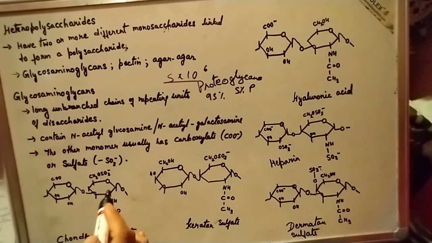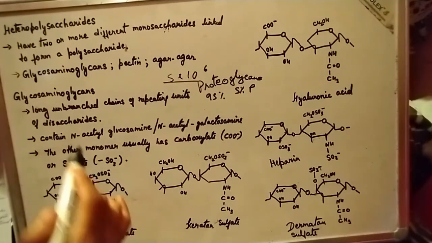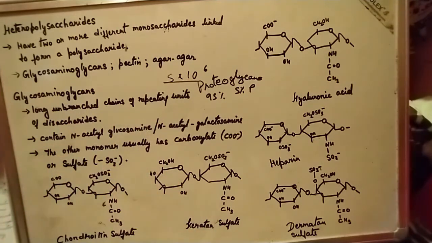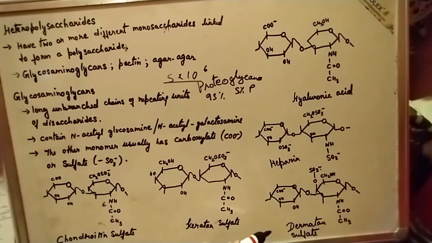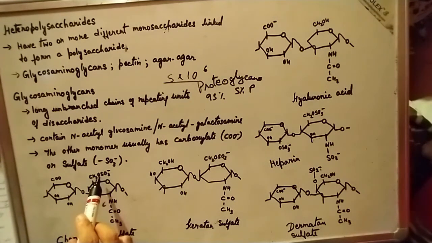So some of the important glycosaminoglycans are given here: Chondroitin sulfate, Keratan sulfate, Hyaluronic acid, Heparin, and Dermatan sulfate. Now chondroitin sulfate, if you see here in this figure, is actually a repeating unit of disaccharide of beta-D-glucuronic acid and the N-acetyl galactosamine 6-sulfate.